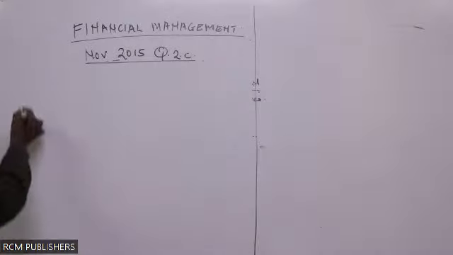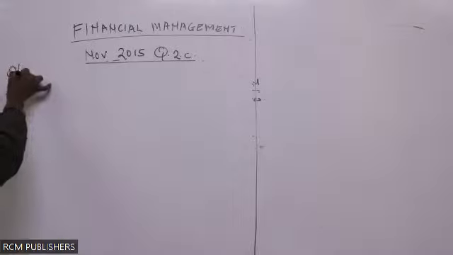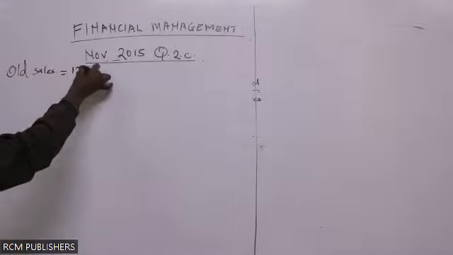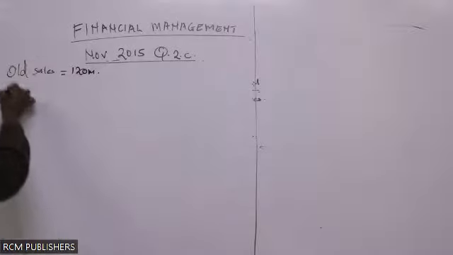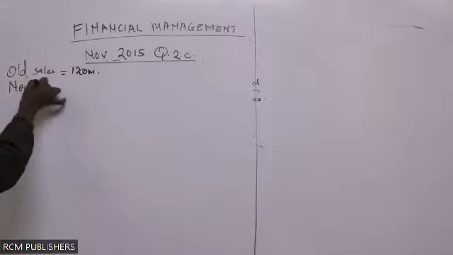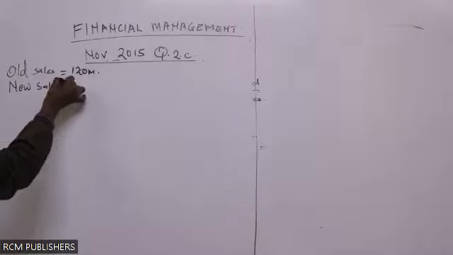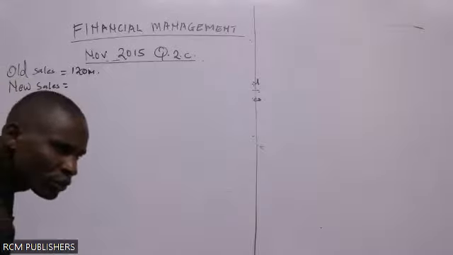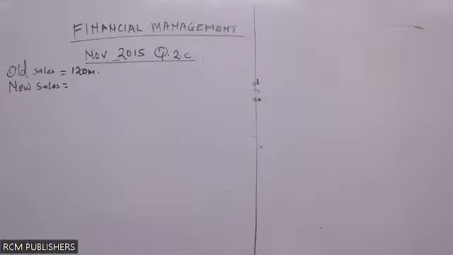New sale. So, old sale is equal to 120, of course, million. What will be my new sale? So lazima sasa kwanza nipate new sale hapo. 138 million from Vita. Thank you. Because I'm told that at the new policy, the sales are going to increase by 15%.